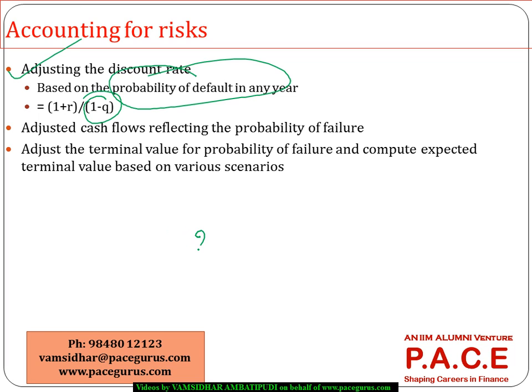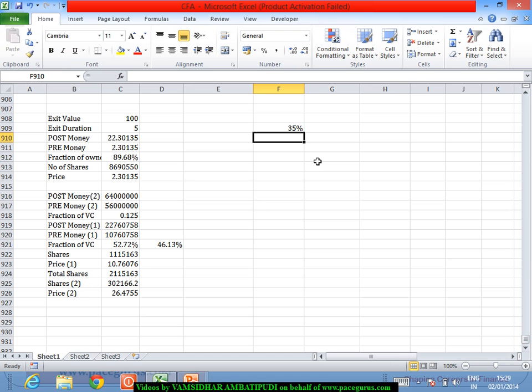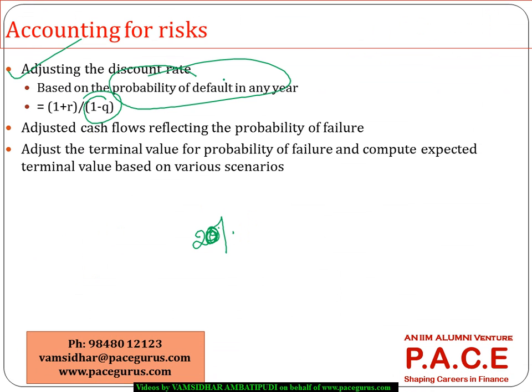So if I assume that the probability of default in a year, let's say, is around 20%, what he can do is the adjusted discount rate can be used as 1 plus 35% divided by 1 minus 20%. So he can use around 68% as the discounting rate in case it is assumed that the probability of default in a year is going to be somewhere around 20%.